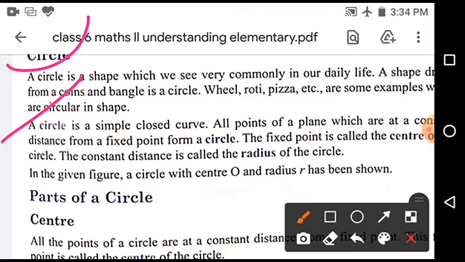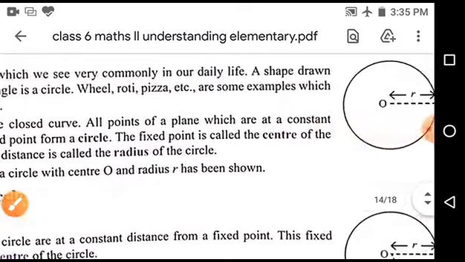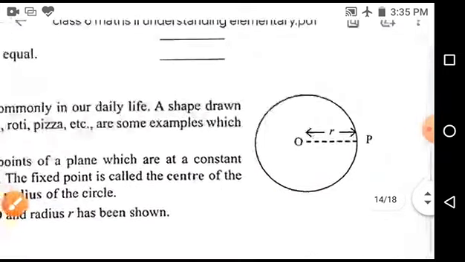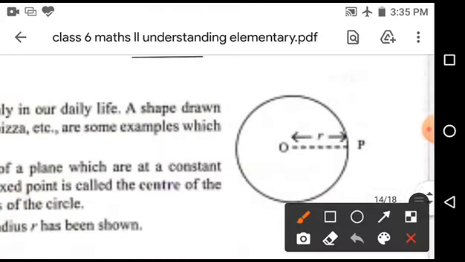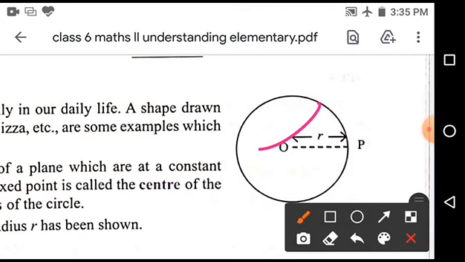A circle is a simple closed curve. All points of a plane which are at a constant distance from a fixed point form a circle, and this fixed point is called the center. The boundary of this circle is called its circumference, and the distance between the boundary and the fixed point is called its radius. See in the diagram, the fixed point O is called its center.